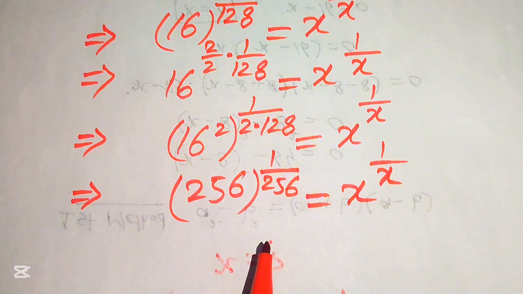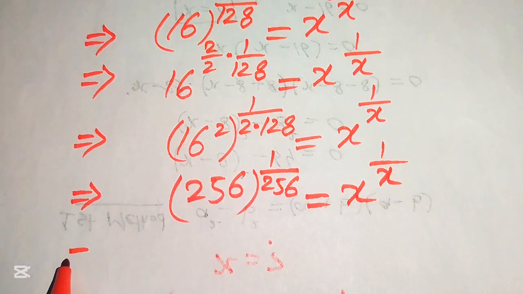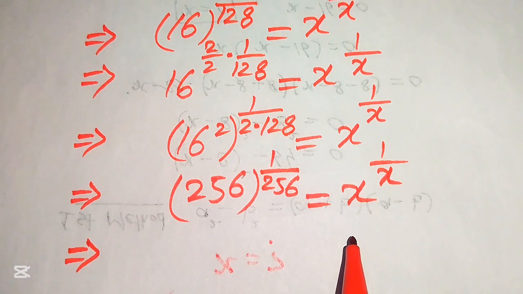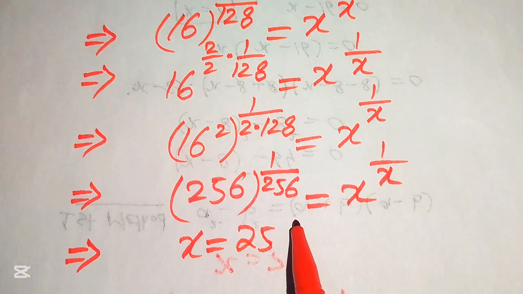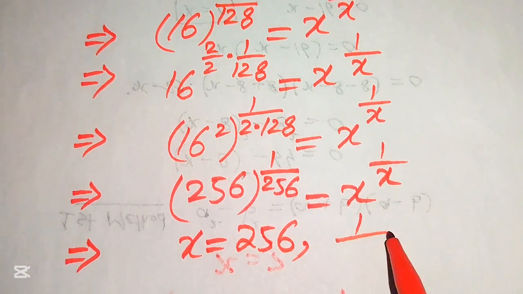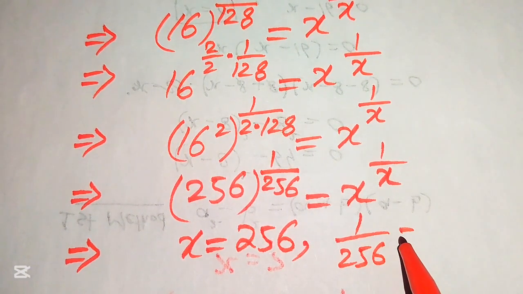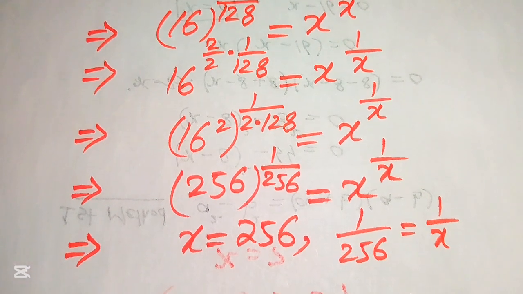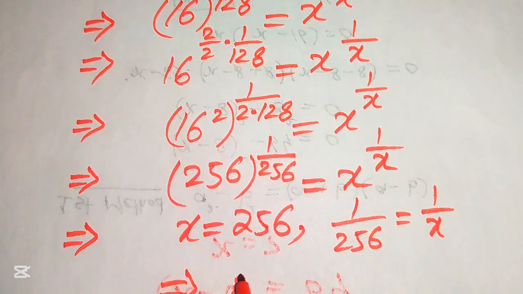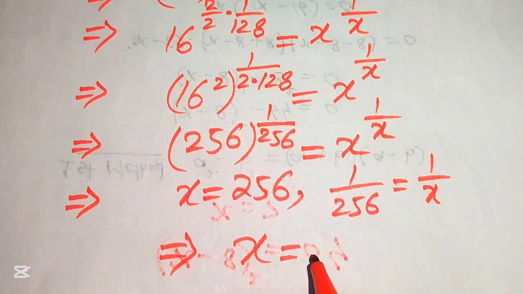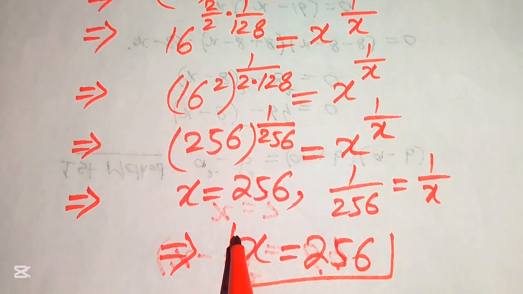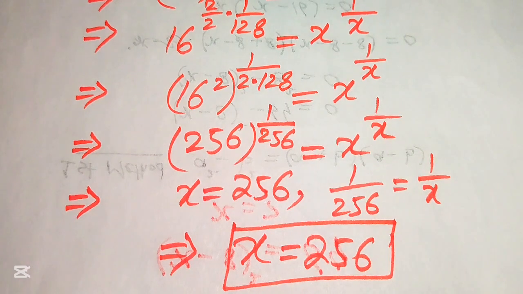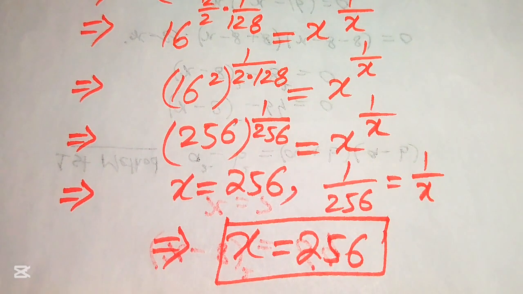And now you see both of the sides have the exponent as the reciprocal of its base, and now we have time to compare both of the sides. So when you compare the bases, you get x equals 256, and when we compare the exponents, you get 1 over 256 equals 1 over x. So from both of these cases, you get the value of x equal to 256. So from both of these cases, you get the same value of x.